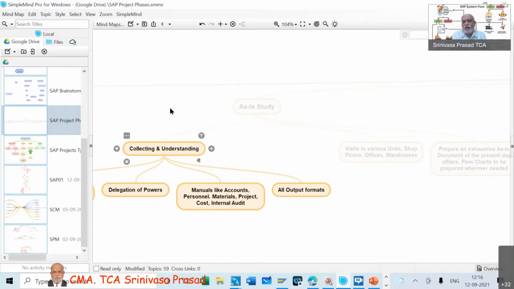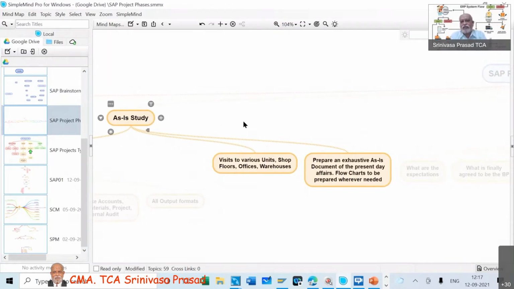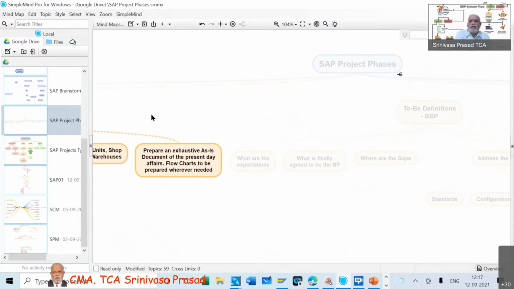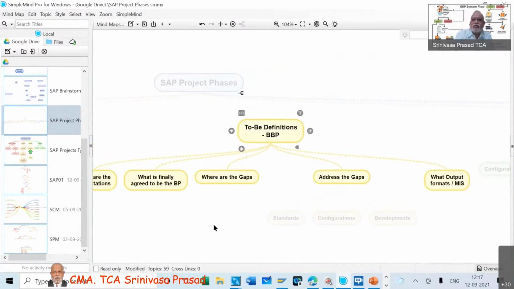When we go for an audit under an ERP environment, if a company has got an ERP implemented, let it be any product, the company should have a manual, and the ERP system should follow the manual. And the AS-IS study does all these things: visits to various units, shop floors, offices, warehouses, and prepares an exhaustive AS-IS document of the present-day affairs. But the most important document, which is going to be permanent in the ERP setup, is your blueprint document.